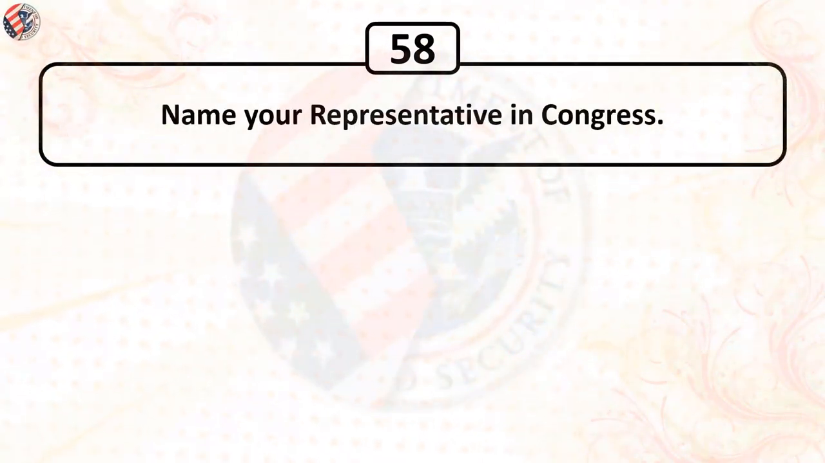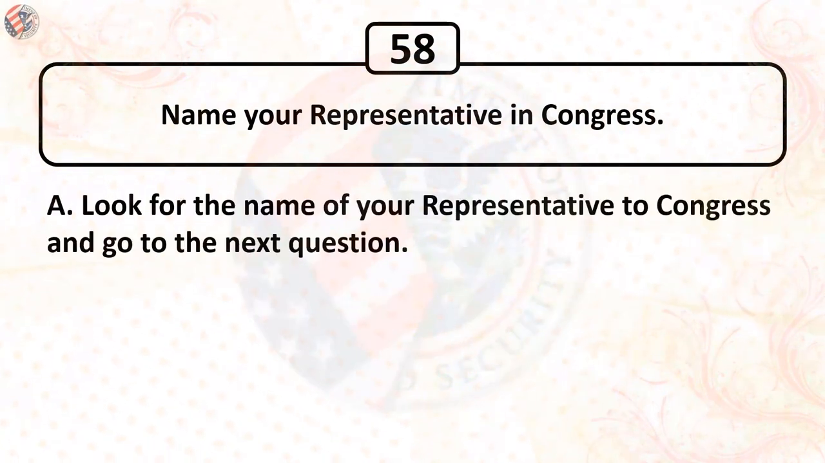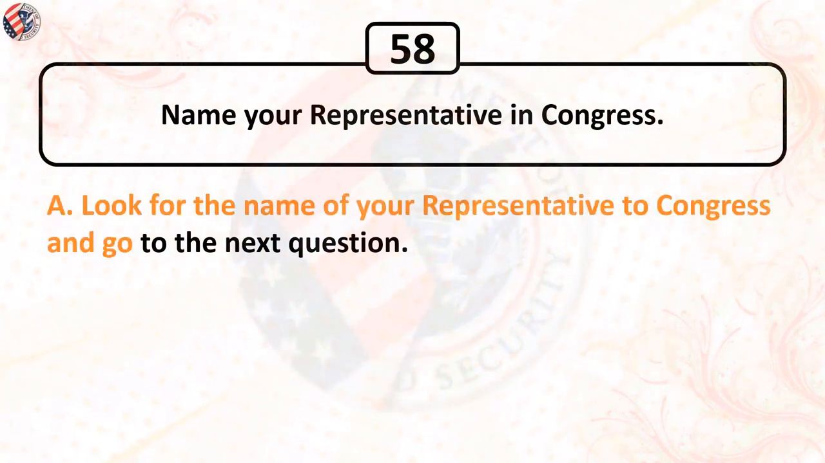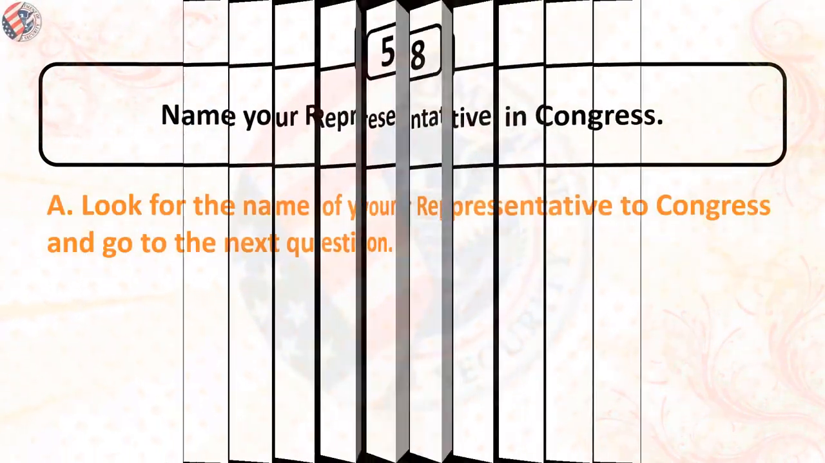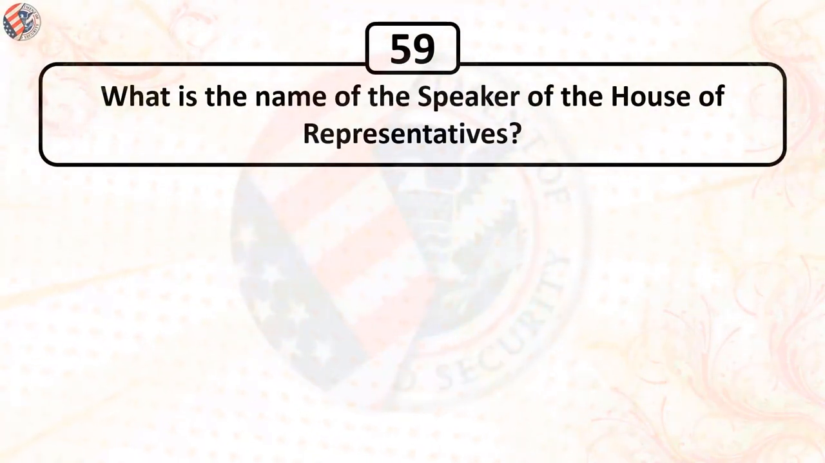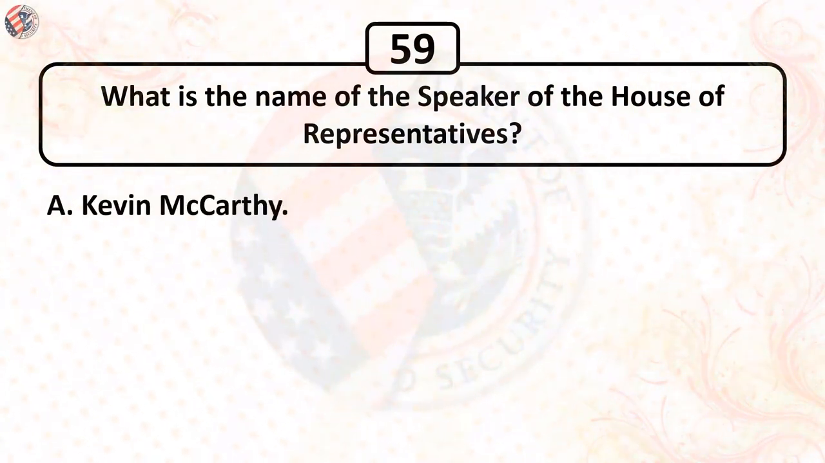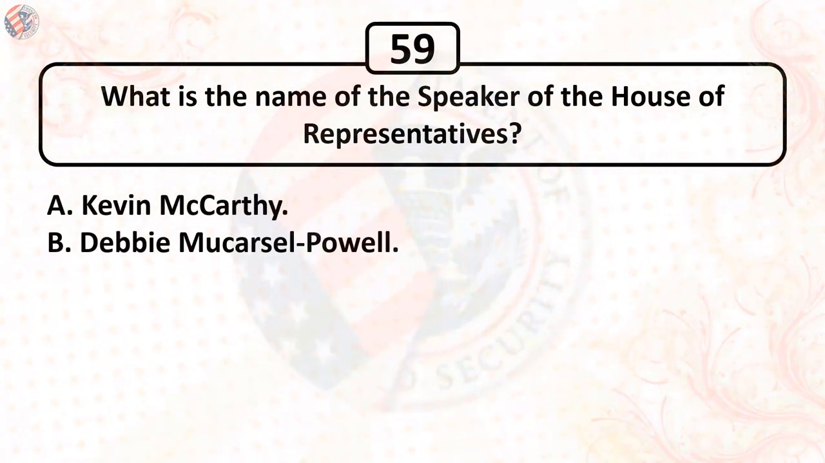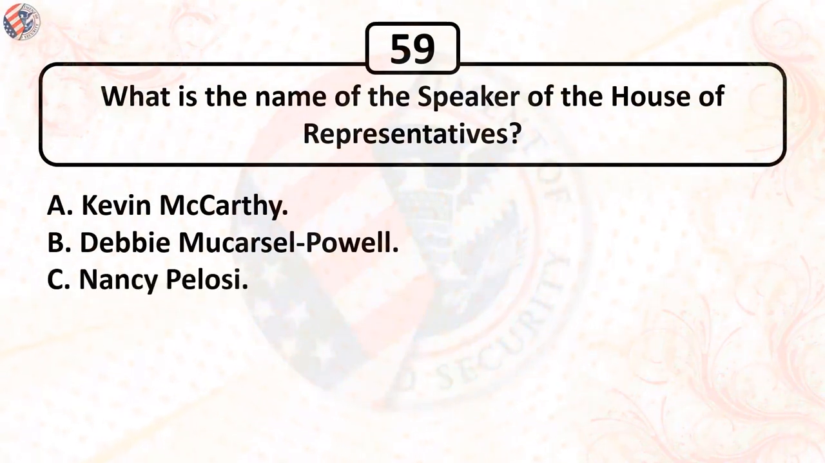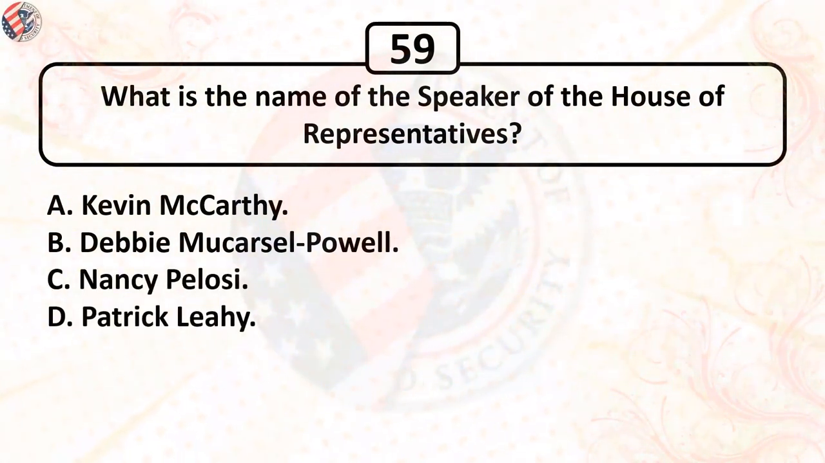Name your representative in Congress. A. Look for the name of your representative to Congress and go to the next question. What is the name of the Speaker of the House of Representatives? A. Kevin McCarthy. B. Debbie Mookersal Powell. C. Nancy Pelosi. D. Patrick Leahy.